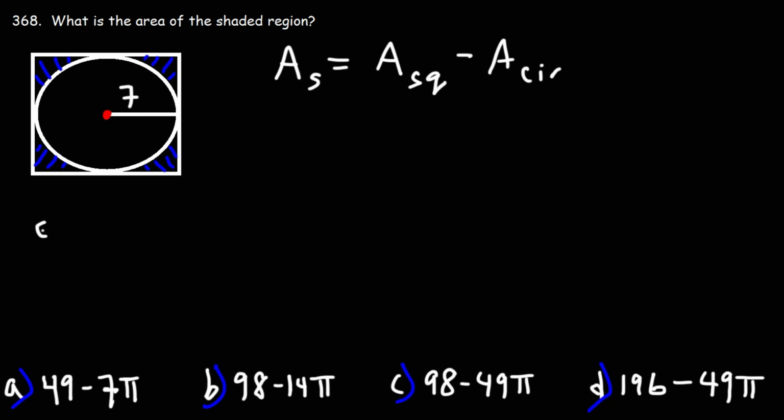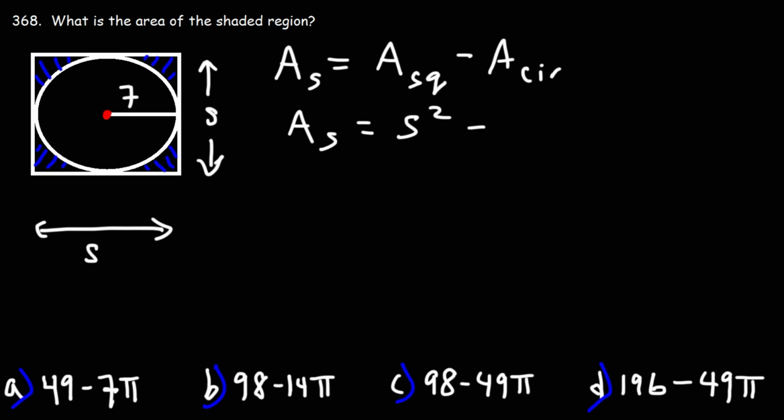Now the area of the square, it's basically s times s, or s squared. The area of the circle is pi r squared. Now, if the radius is 7, that means that the diameter is 14. Notice that the diameter is equal to the side length of the square. So s is 14.